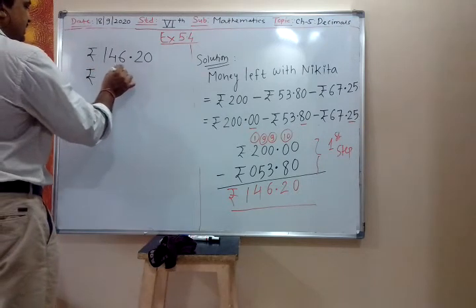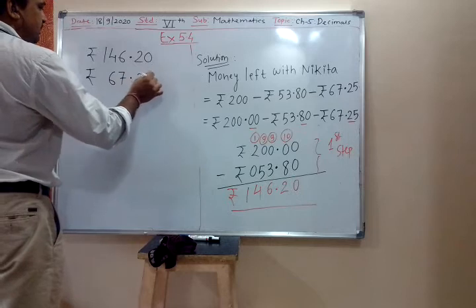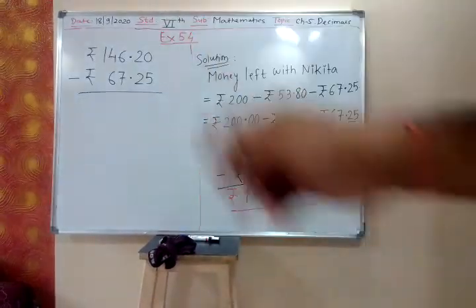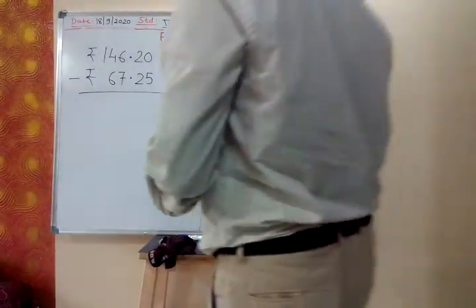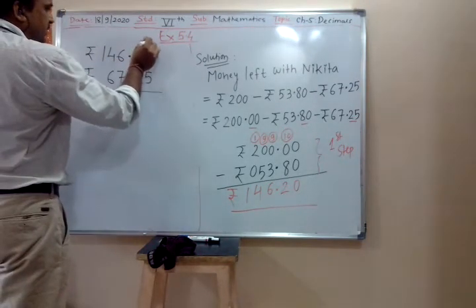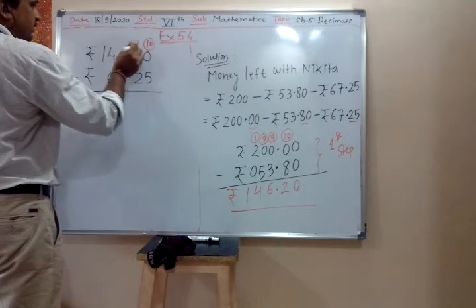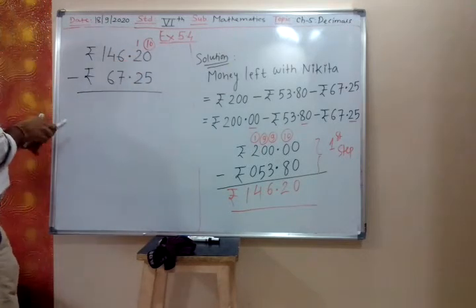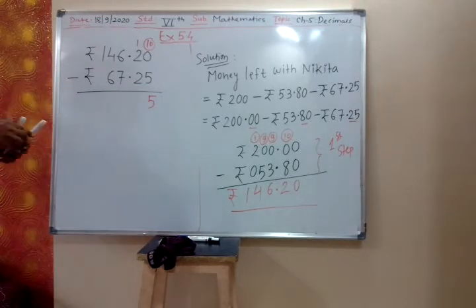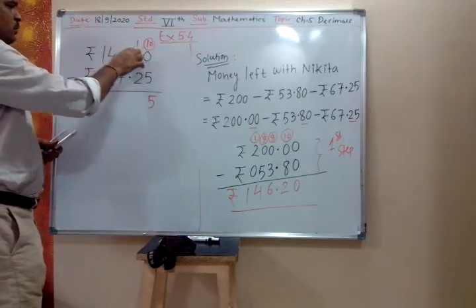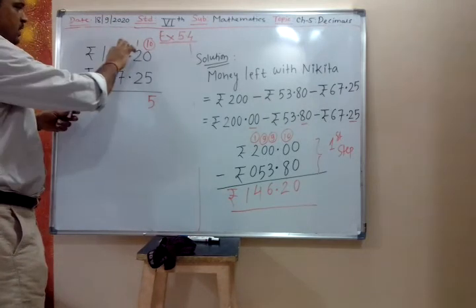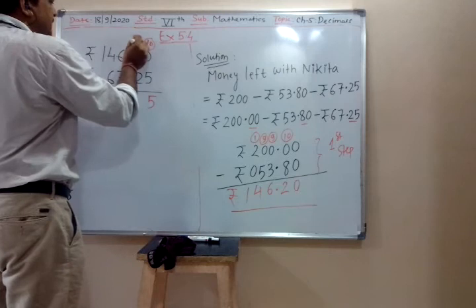67.25, we subtract, clear, right? Subtract this. So this is 0, so 0 becomes 10. Then 2 becomes 1. Let us see, 10 minus 5 is 5. Now this is 1 and this is 2. So 1 is smaller, so again 1 is carried. This becomes 11.